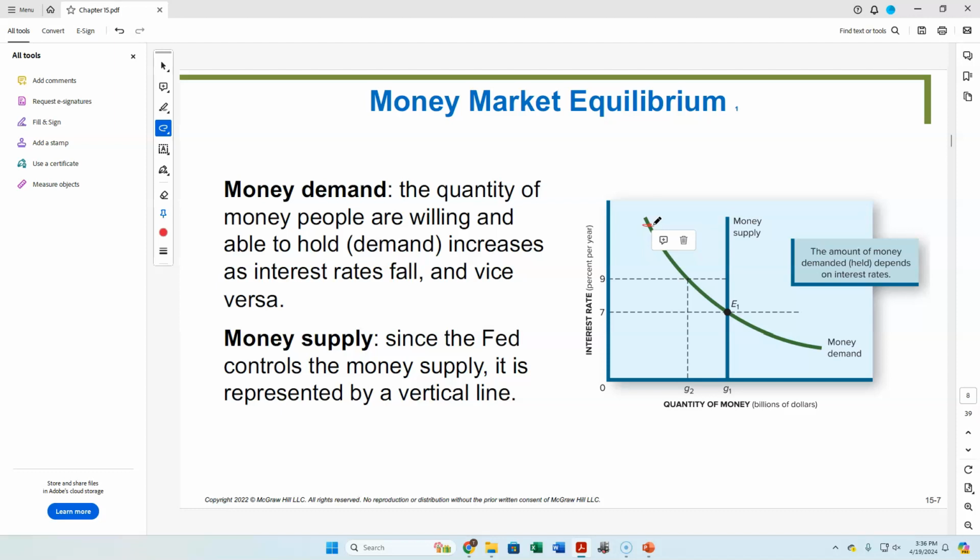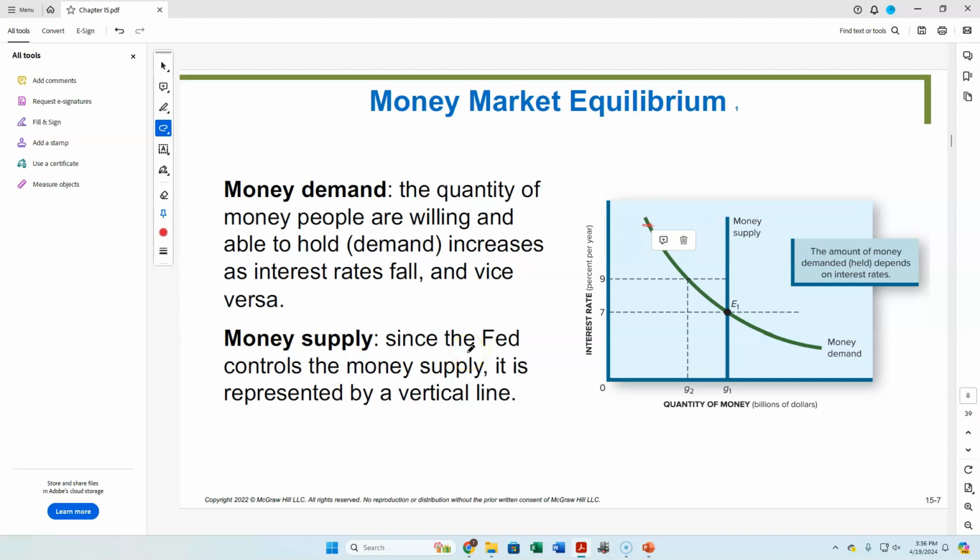Also, if we're talking about people borrowing money, you wouldn't want to borrow a lot of money when the interest rate is high. So again, your money demand is going to be pretty low in terms of quantity. But the money supply, again, is fixed. It's fixed because the Federal Reserve determines this amount.